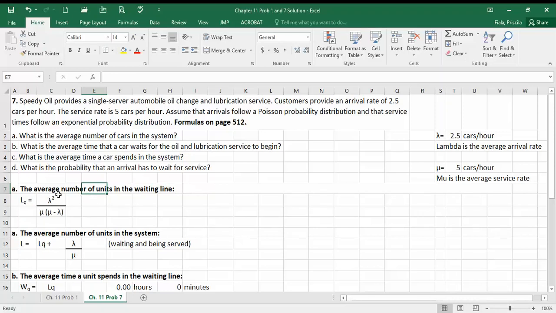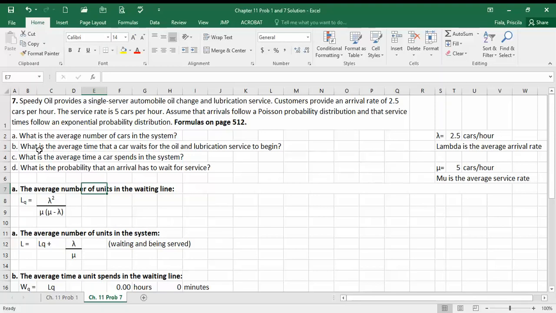So first, we're going to find the average number of units in the waiting line. Because we have a lambda right here, and we have mu, we can perfectly calculate this. So once you have these values, you can go ahead and plug them in here. On the L formula, you're going to put the LQ value you defined here, plus your lambda divided by your mu, to determine the average number of units in the system.